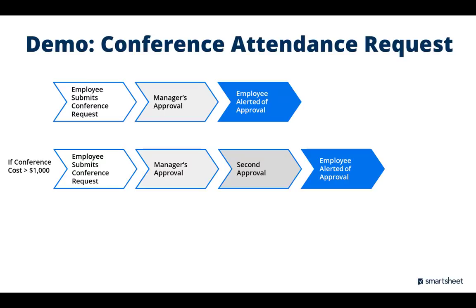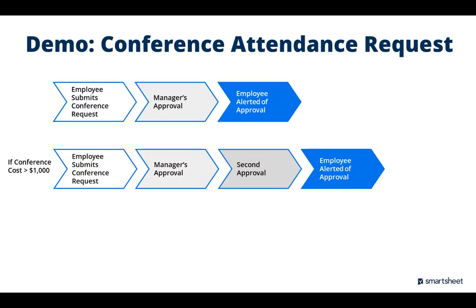So the employee submits the form, the manager receives their approval request, and then when the manager approves, another approval request gets sent to HR. When HR approves, the employee is alerted of this approval.